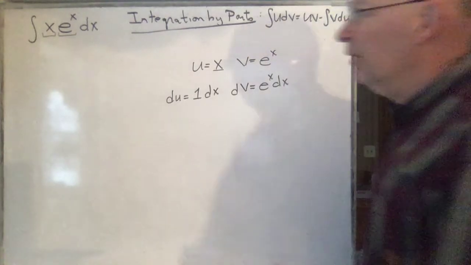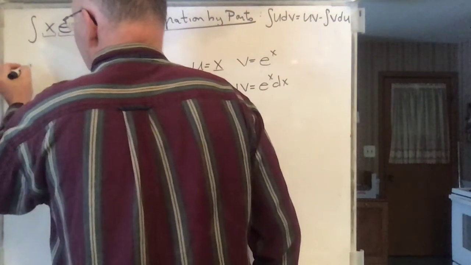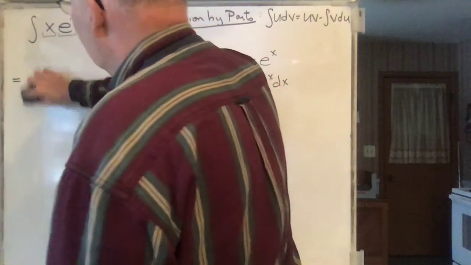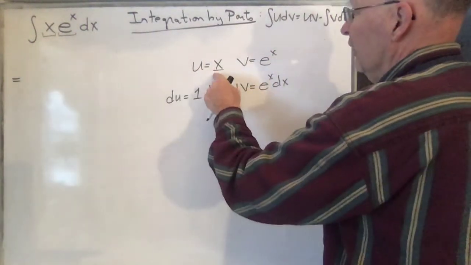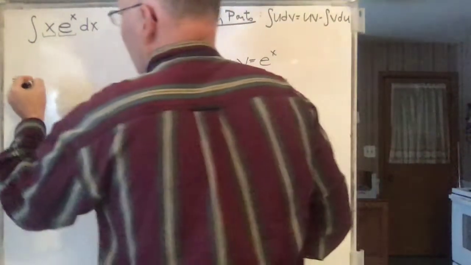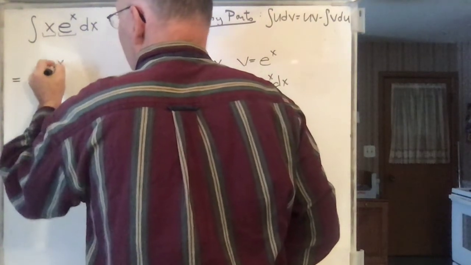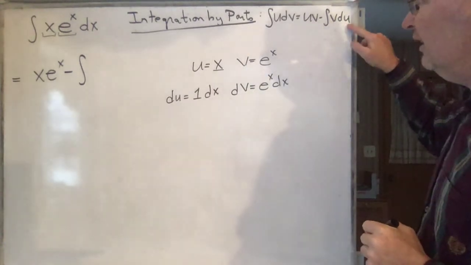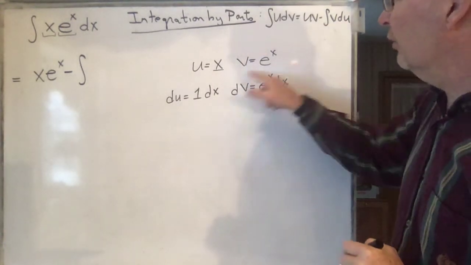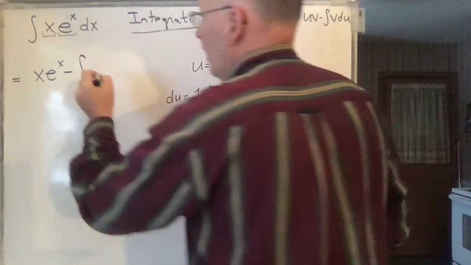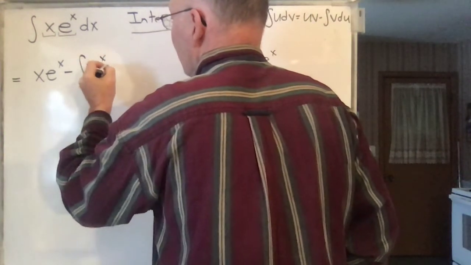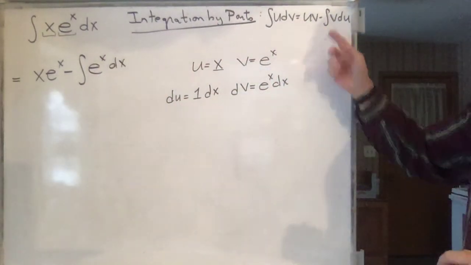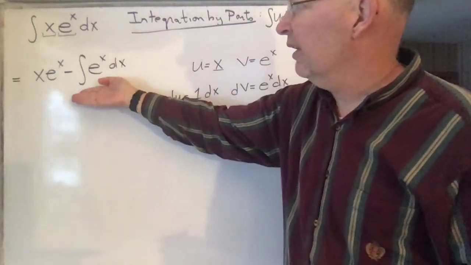So what does the integration by parts formula say? It says that the integral of u dv is equal to u times v. Well, here's u times v right here, x times e to the x, and then minus the integral of v du. So here's v and here's du. If I multiply them, I'm going to get e to the x times 1 dx. And so these two things are equal, which means this is equal to this.